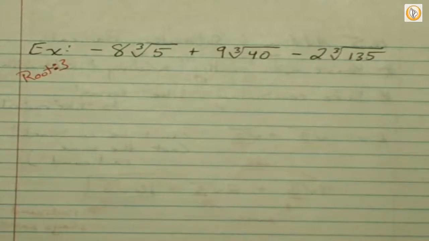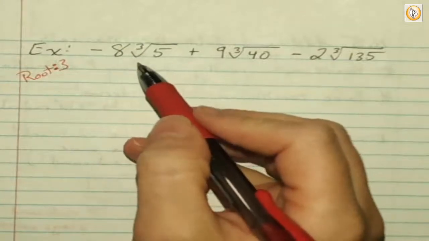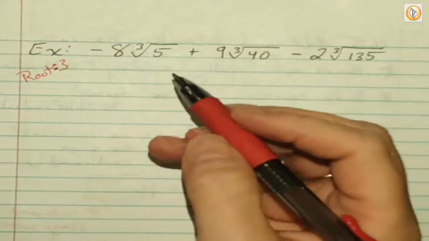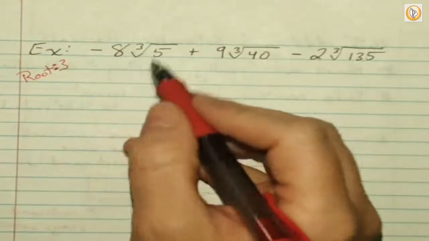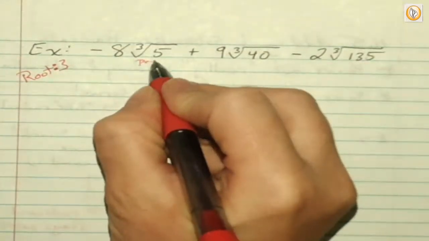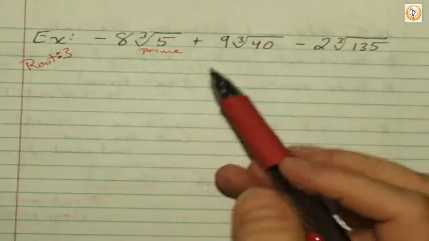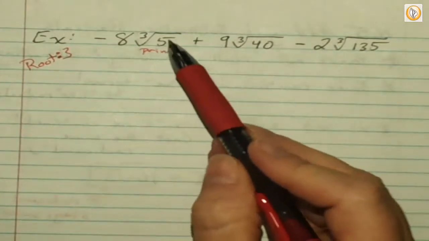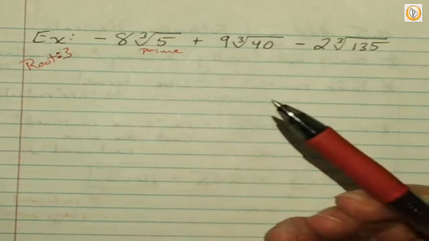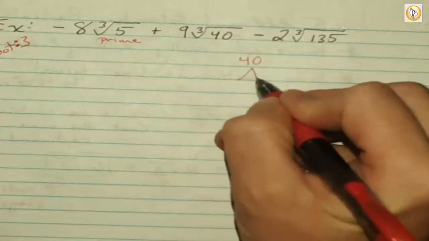Now, Keith, which ones need to be simplified? Okay, why can't this one be simplified, Keith? Why can't this one be simplified? Valeria, do you agree? Yes. Okay, so this is prime. The radicand is prime, so we don't need to simplify it. We just leave it alone. But 40 and 135, we definitely need to do.